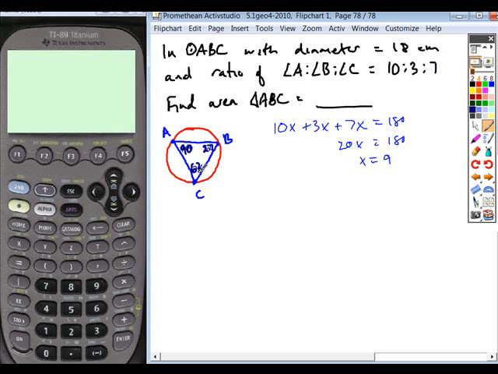You've heard me say this a couple times. If you're thinking in terms of part to whole, then if there's 10 parts, 3 parts, and 7 parts, how many total parts are there? 10 plus 3 plus 7 is 20. So you can think of each of these being a fraction of the whole thing. So A is 10 out of 20, or 1/2 of the whole. B is 3 out of 20. And C is 7 out of 20.